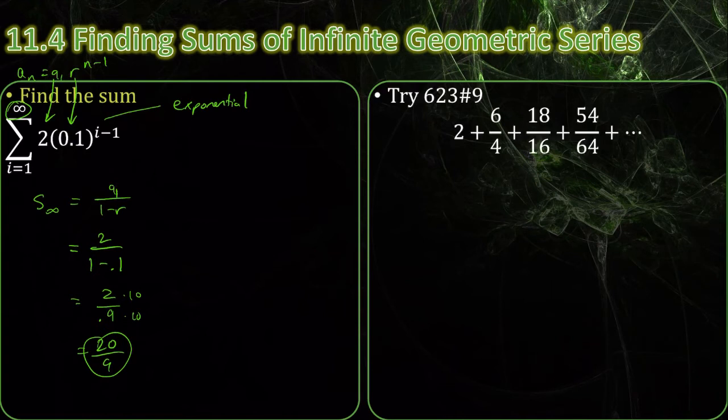Why don't you pause this and try number 9. Now this is interesting here. Consider this as 2 over 1. Therefore, it looks like we are multiplying the top by 3 and the bottom by 4. And a1 is 2. So plug it into the formula. You should end up with 8 for your sum.